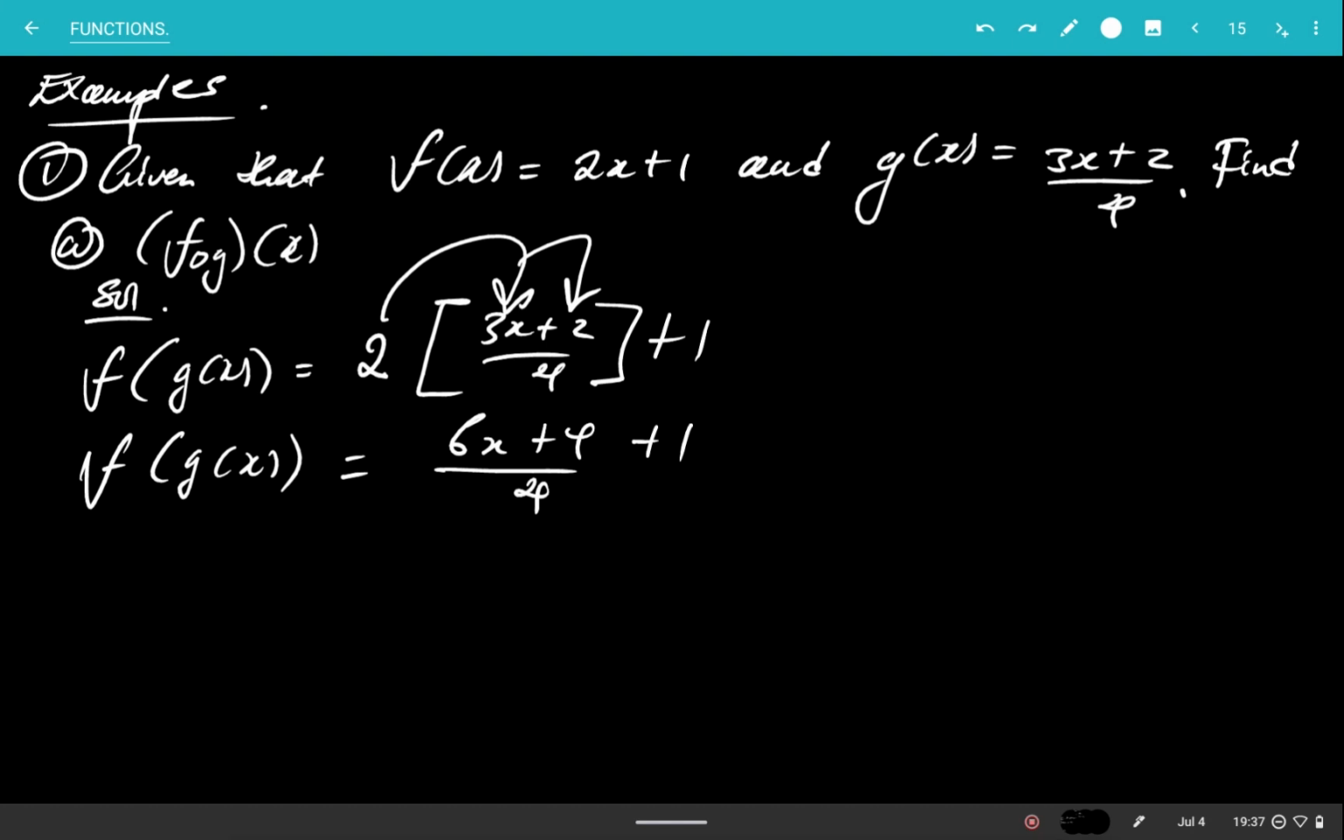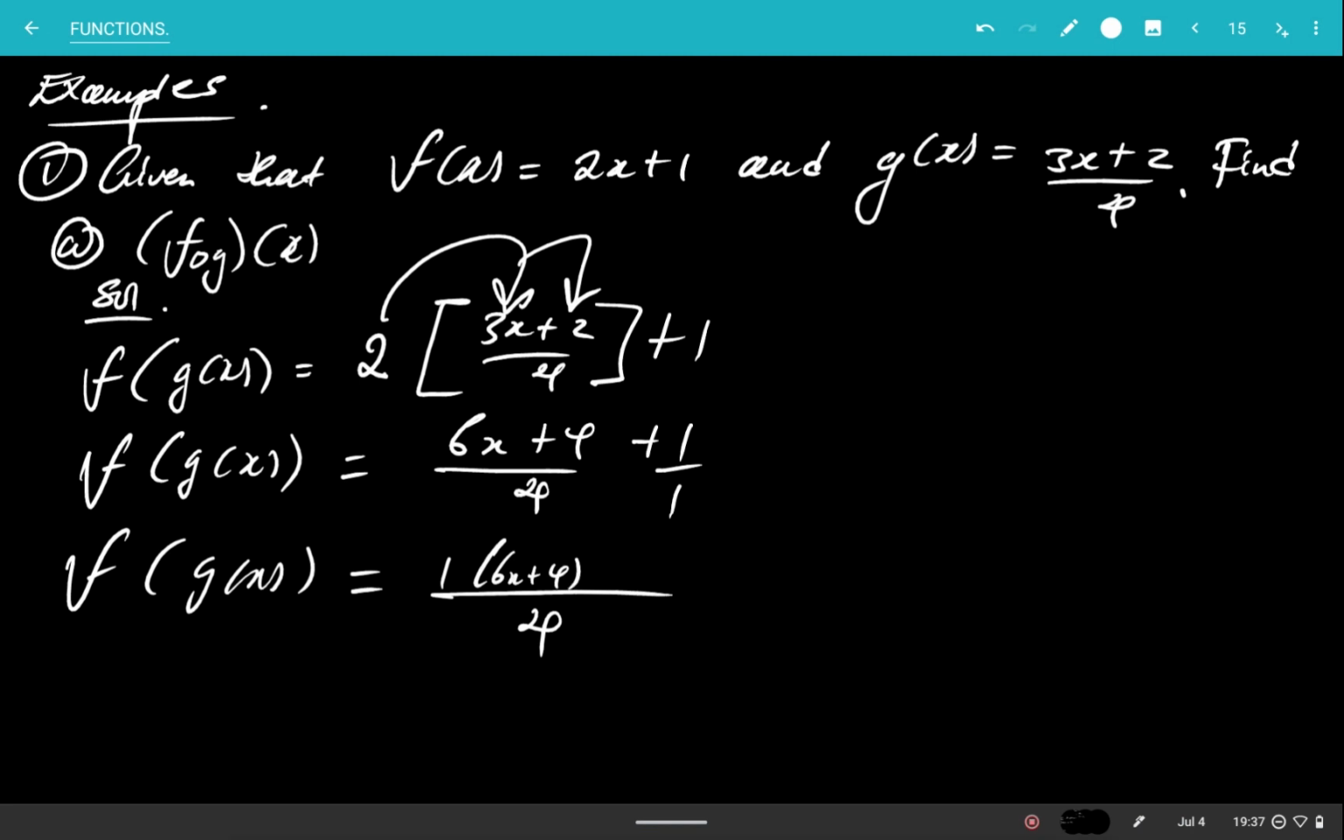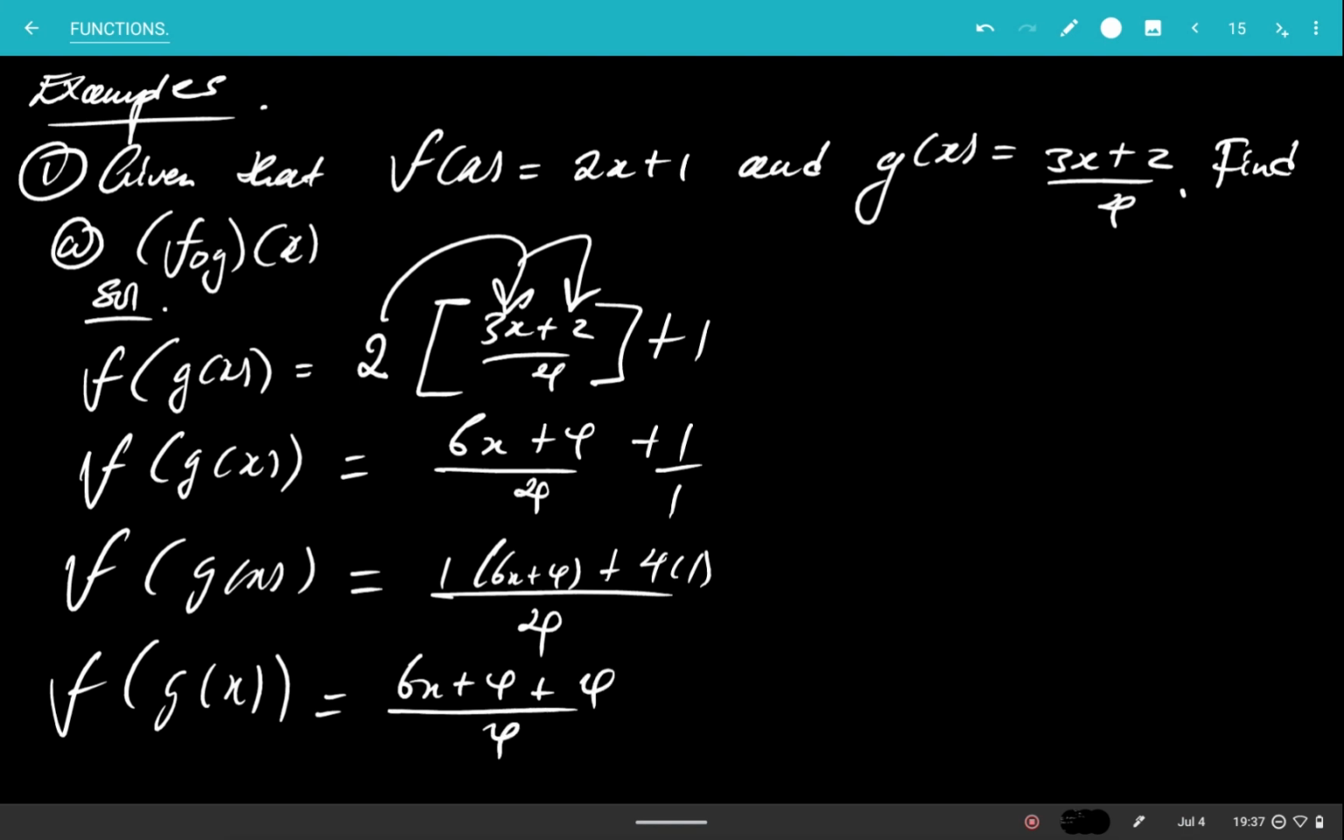So I have to look for a common denominator, so I say over 1, then f of g of x is simply equal to, common denominator will be 4. 4 into 4, that's 1, times what's on top, which is 6x plus 4. Then maintain the sign, which is a plus. Then 1 into 4, that's 4 times 1. Then you have f of g of x simply equal to 1 times that, which will not change anything, but 4 times 1, that will be 4 over 4.